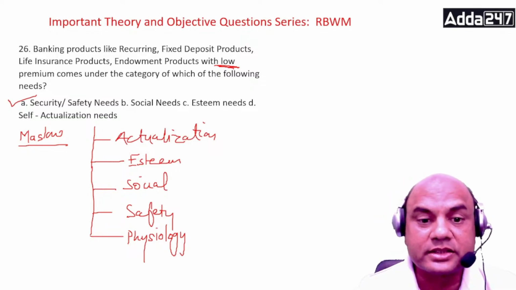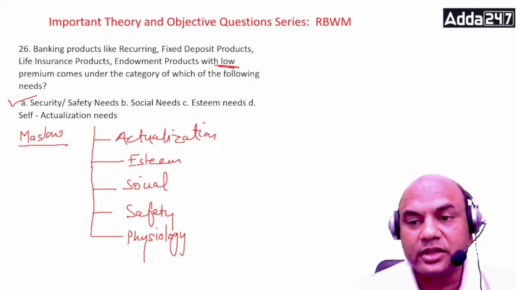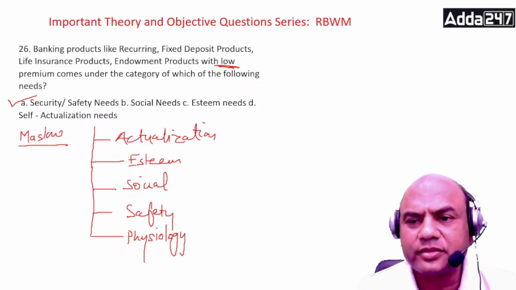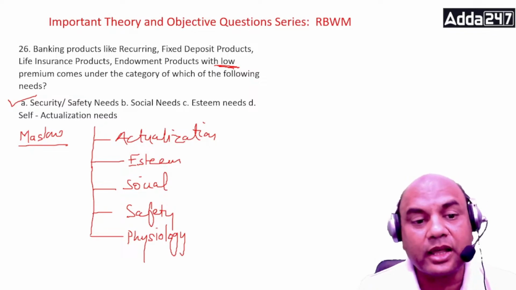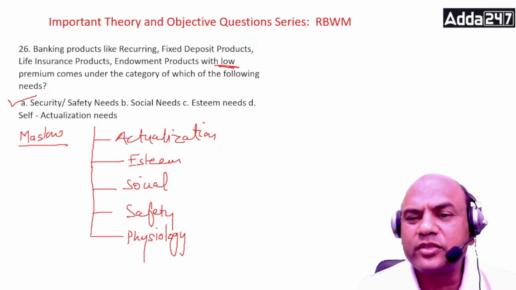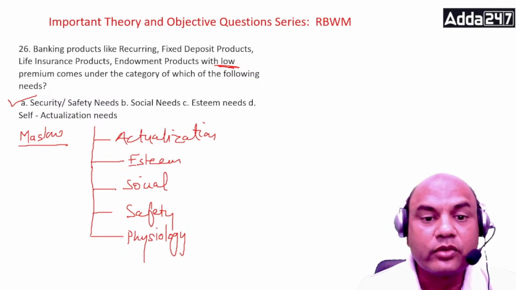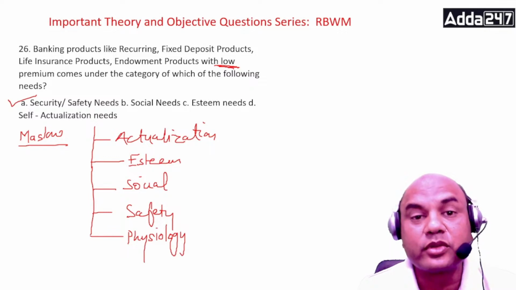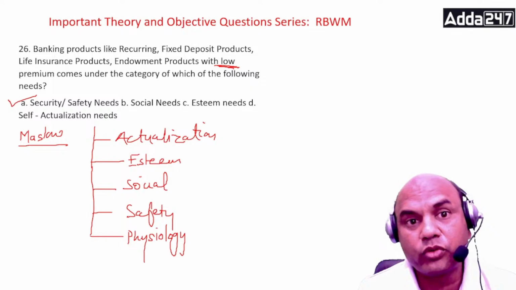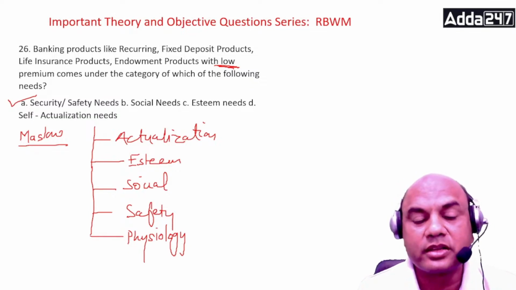So safety, security, then comes social needs, then comes esteem, and then comes actualization. Actualization is always at the last, because that is the senior-most level. Actualization means the person who has already gained everything and is almost at the retirement stage. That is known as the actualization phase. So generally we have retirement products for these people. For esteem, we have high-end products like a Mercedes car, a 4 BHK in metro cities. These are all for these people.